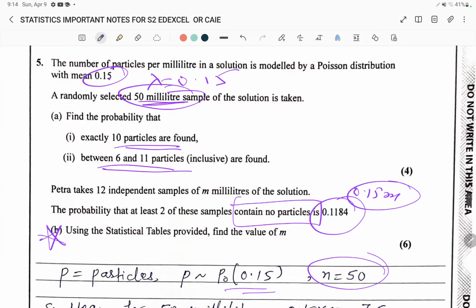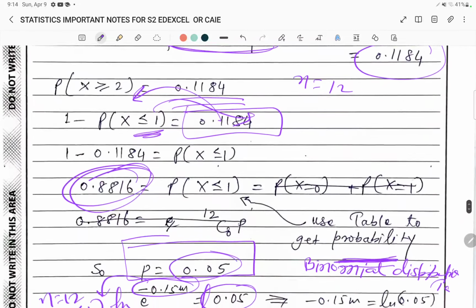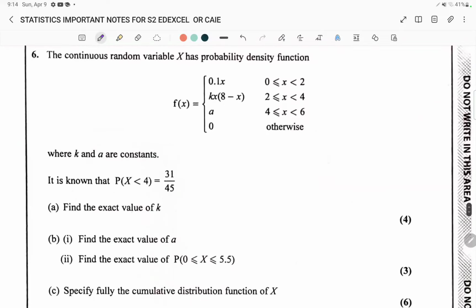Find the value of m. Now B part, no, we did that. Now sixth question: continuous random variable x has probability density function where k and alpha are constant. It is not given whether it's positive or negative, so we have to check. And the question: it is known that P(x < 4) is 31/45. Find the exact value of k.